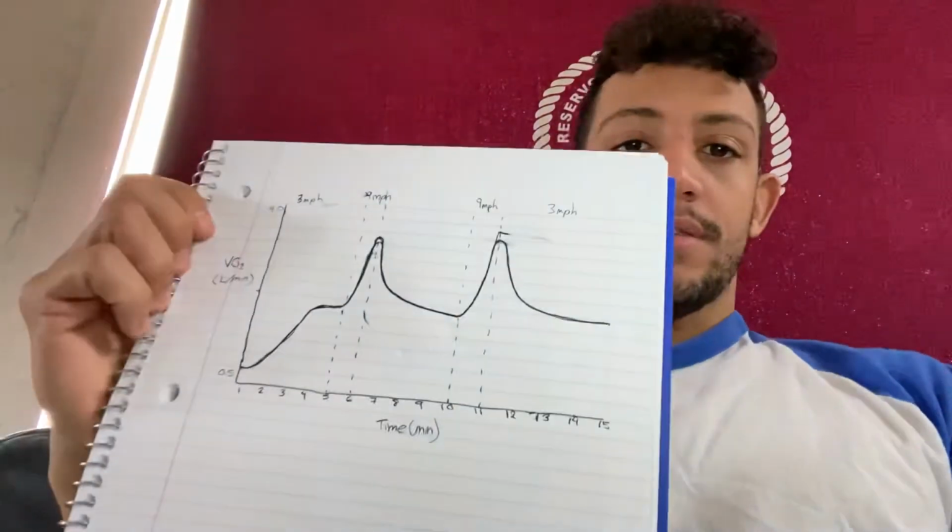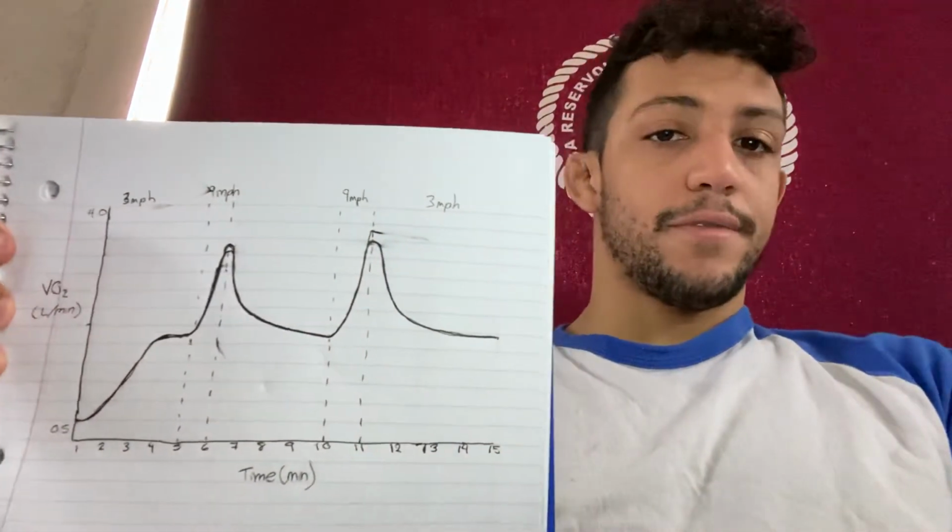All right, so question 9 asks us to draw and explain one graph that represents a person's VO2 response to high-intensity interval training. And this is going to be that graph.